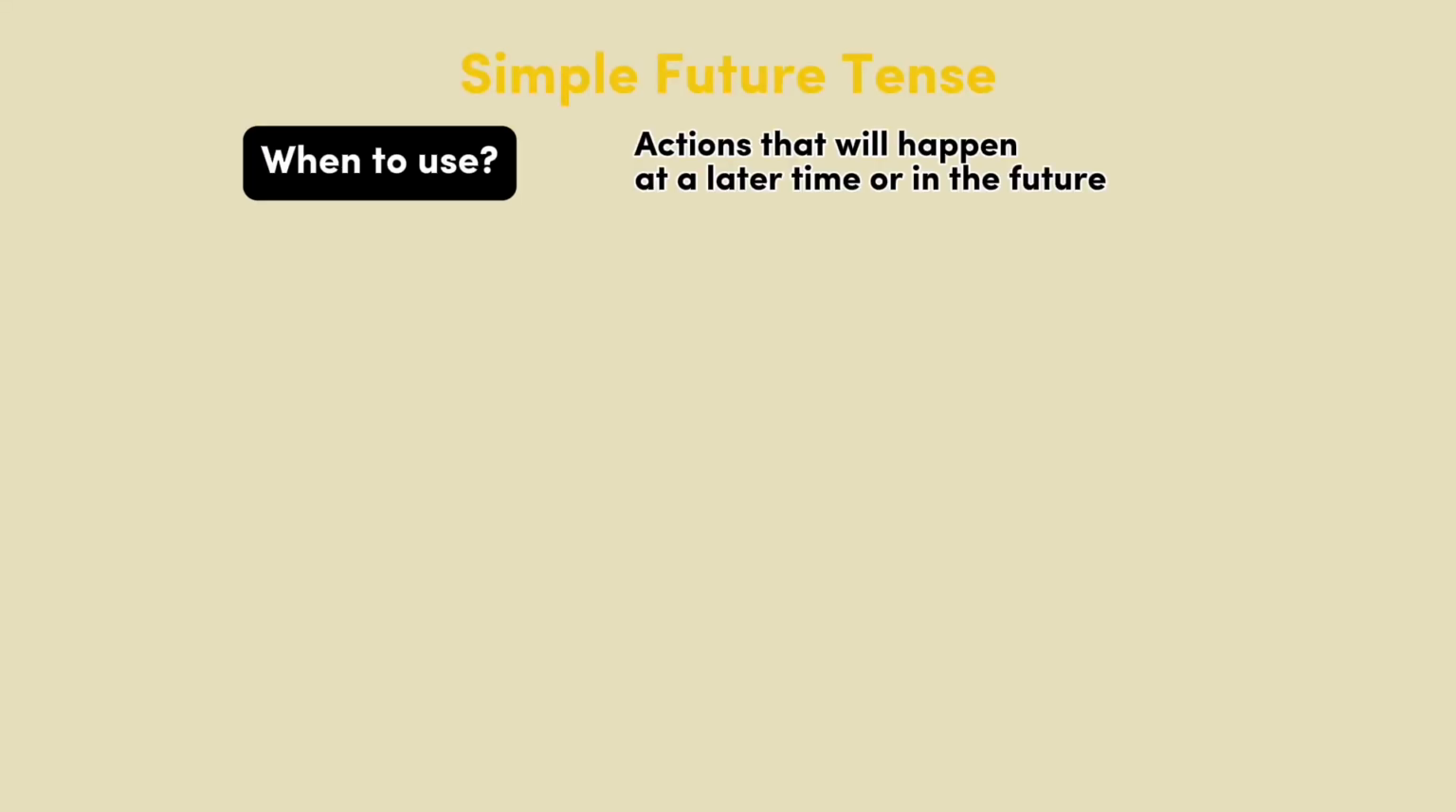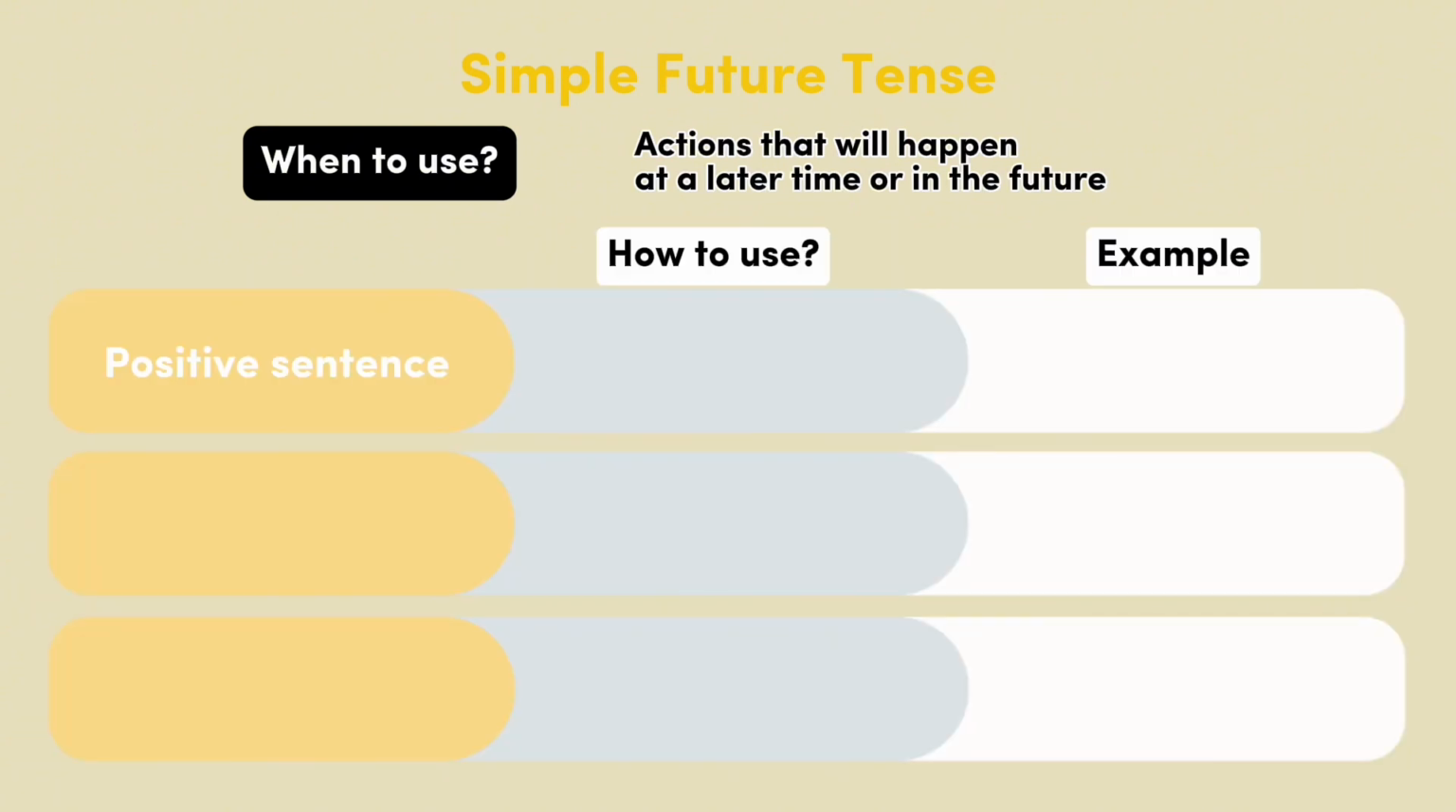The simple future tense is used to describe actions that will happen at a later time or in the future. Positive sentences: will, followed by the base form of the main verb. I will visit my grandmother tomorrow.